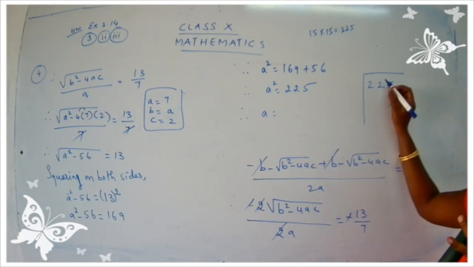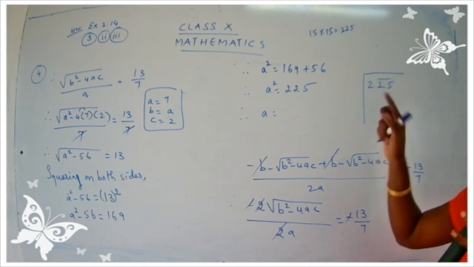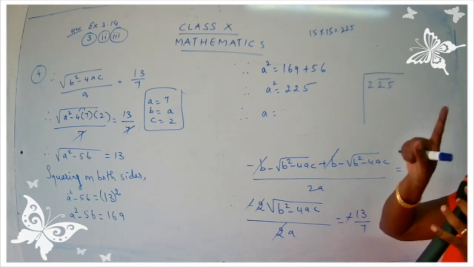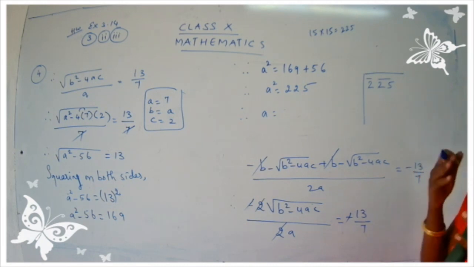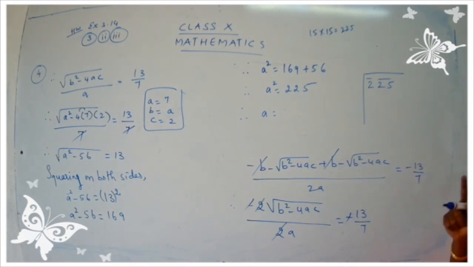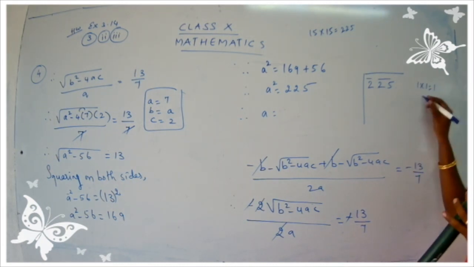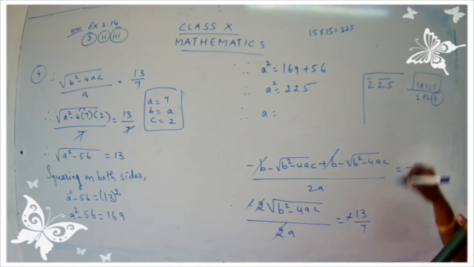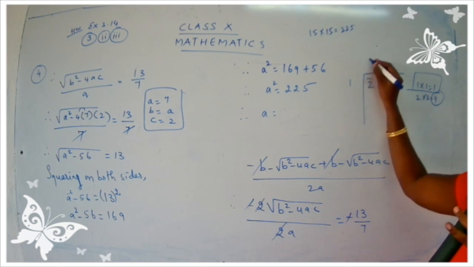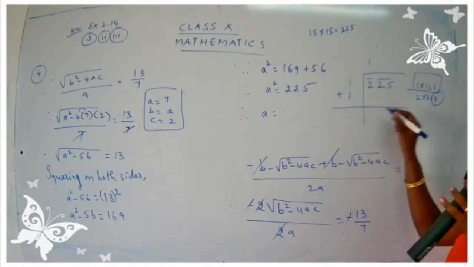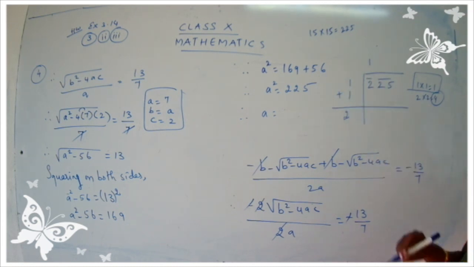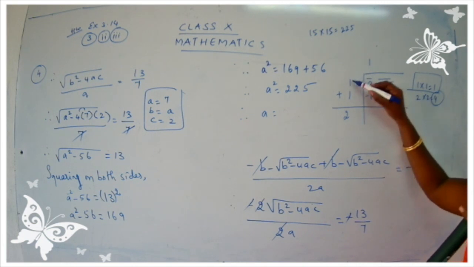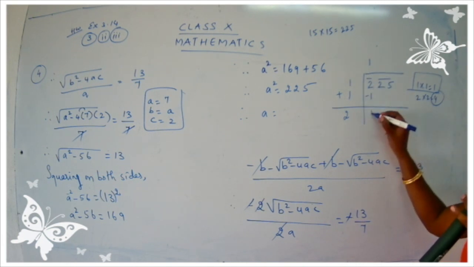You know how to do the long division? Go on pairing: 2, 2. So 2, what is left here? 1. So pair 2. Closest number to 2: 1 ones are 1, 2 twos are 4. We cannot take 4, so we have to take 1 ones are 1. 1 plus 1, 2. Here minus 1. So 2 minus 1, 1.